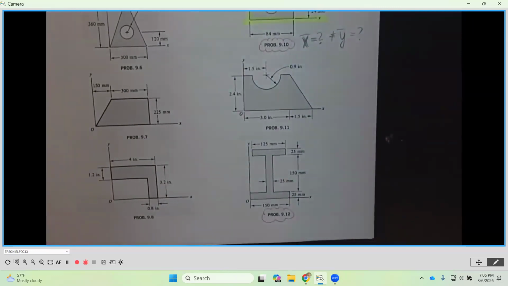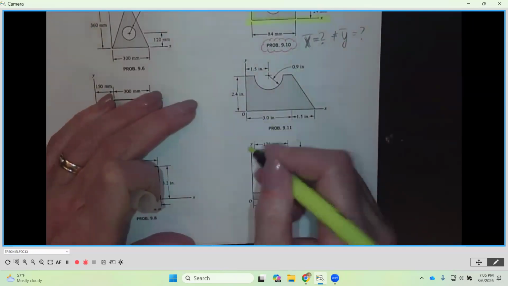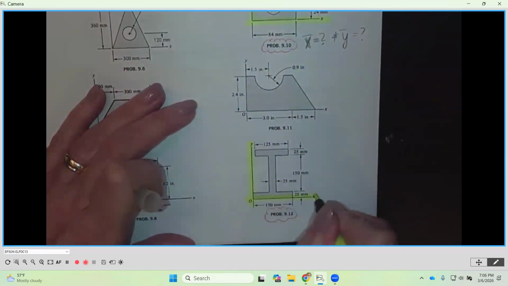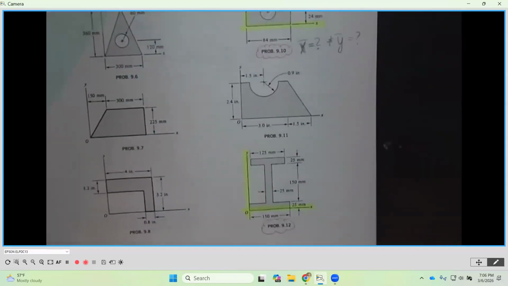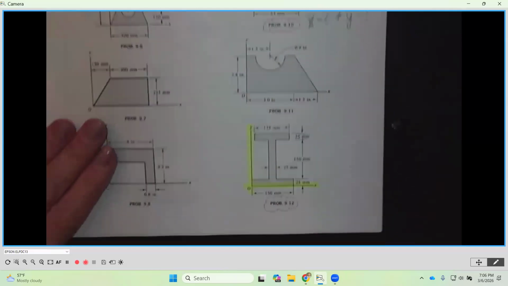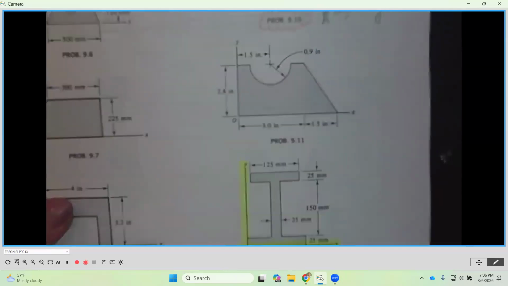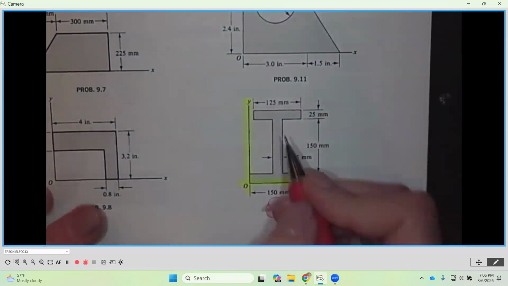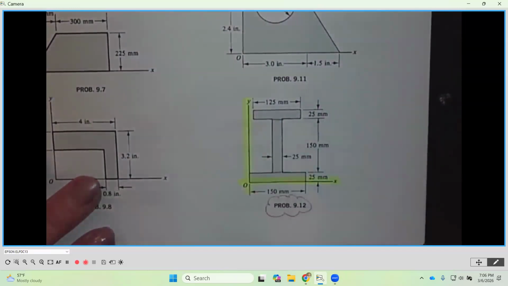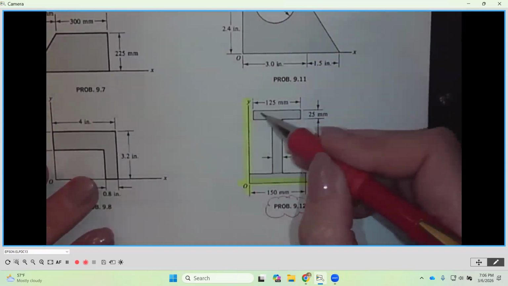All right. Then the other problem that you're going to work is going to be 912. Here as well, they identify for you the reference axis. The reference axis here is going to be on the bottom of the part and along that left side. Now here again, you want to find your simple shapes. What I see as the simple shapes are the 3 rectangles. I would probably do 1, 2, and 3.